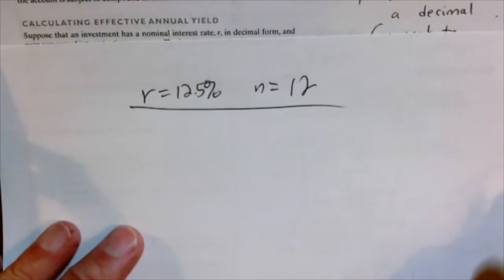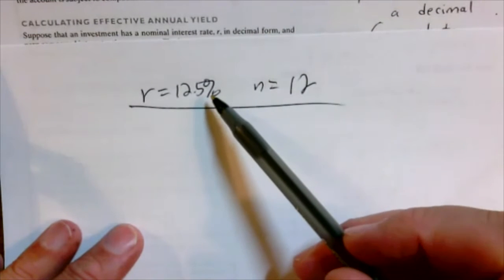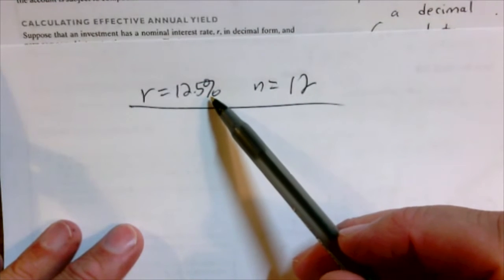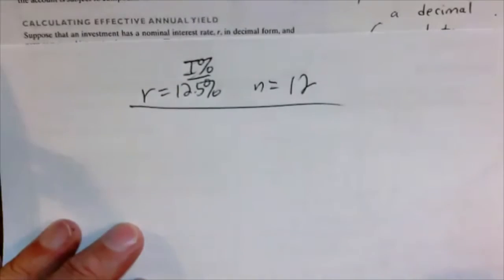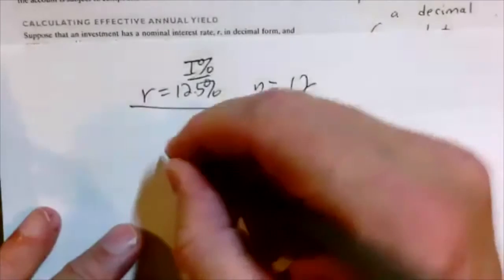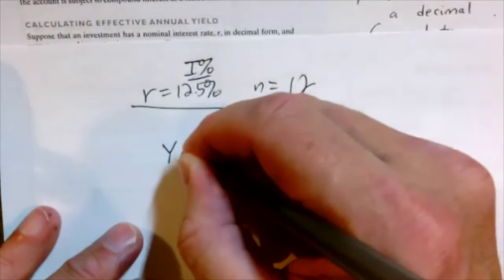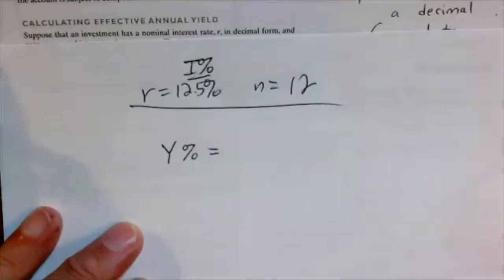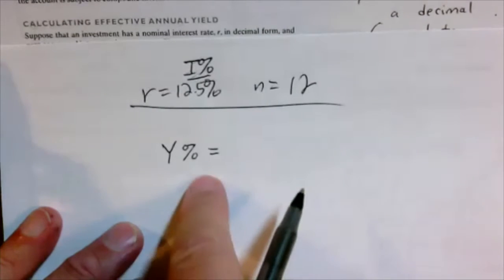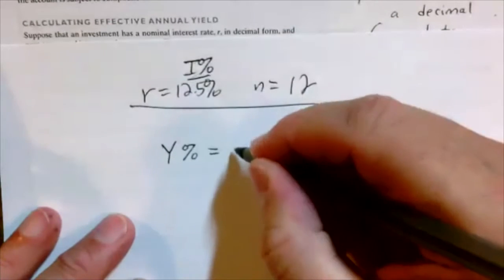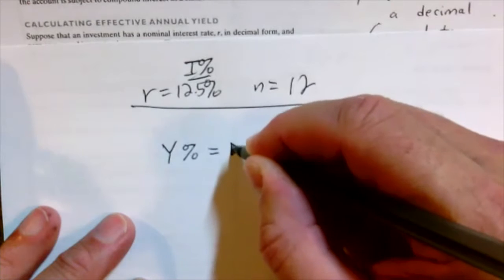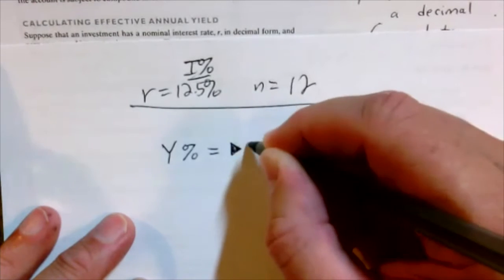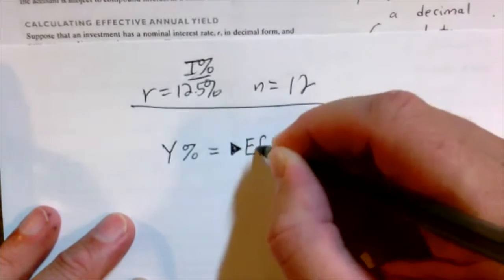The big difference with the calculator, and you learned this last time, is that the calculator wants you to enter in the percents. I think the variable is I%. So if you want to calculate Y, now I'm going to say Y as a percent this time. There's this calculator function that looks like it has a filled in triangle here, and then it's EFF.